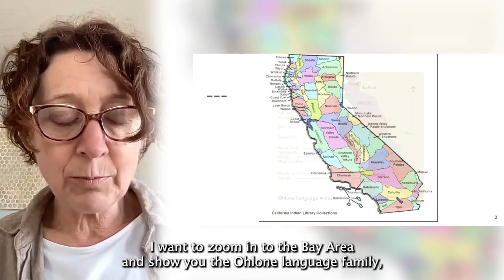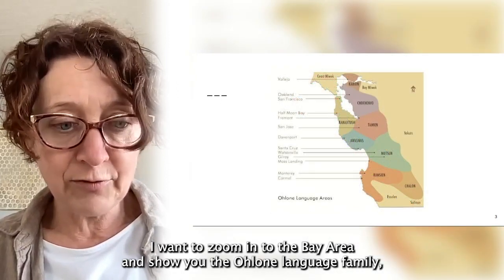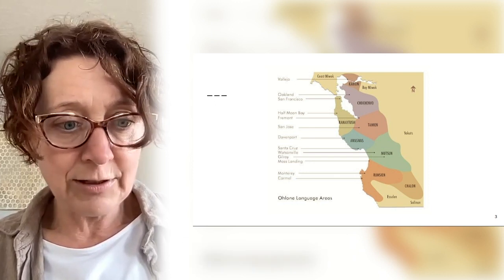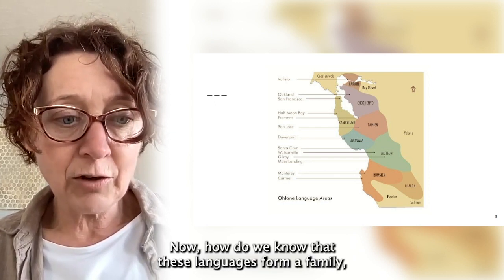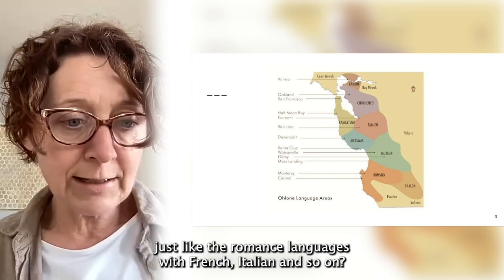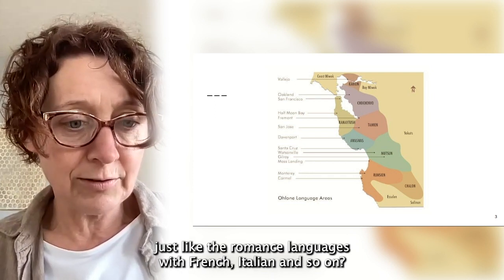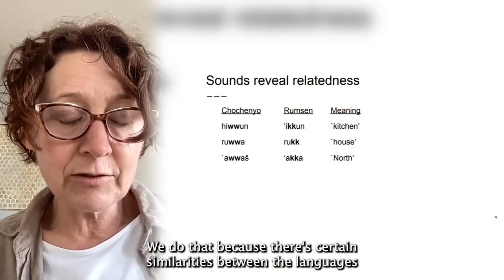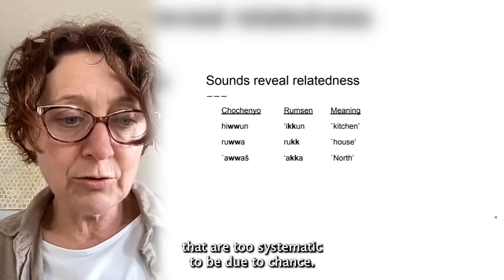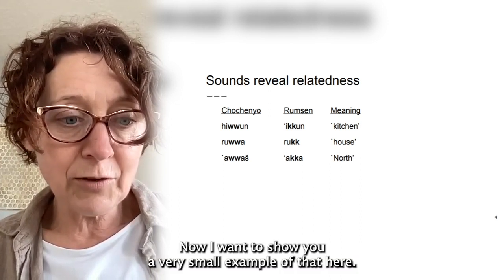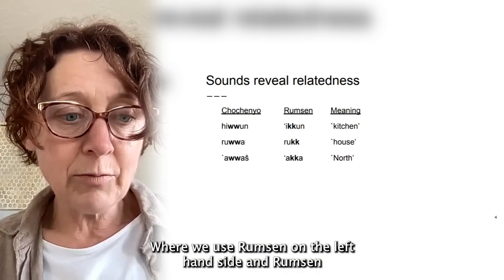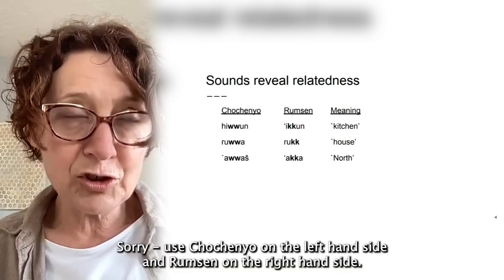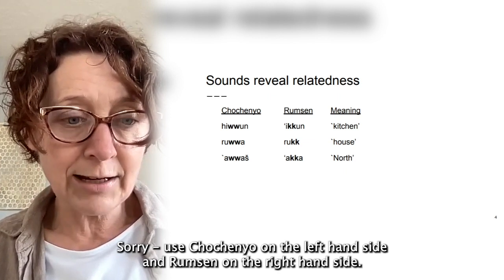I want to zoom in to the Bay Area and show you the Ohlone language family, which includes here in the East Bay, the Chochenyo language. Now, how do we know that these languages form a family, just like the Romance languages with French, Italian, and so on? We do that because there are certain similarities between the languages that are too systematic to be due to chance. And I want to show you a very small example of that here, where we use Chochenyo on the left-hand side and Rumsen on the right-hand side.